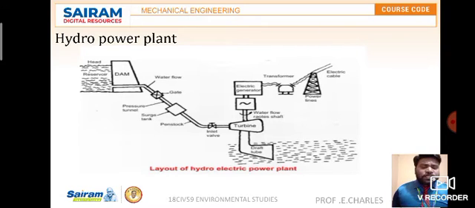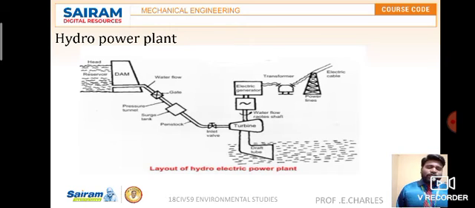So what components are available in this? The first one is a dam, and there is a penstock, that is a channel, and there is a gate, and there is a surge tank, then an inlet valve, and there is a turbine, and then there is an electric generator, and then there is a transformer, and there is a power station, and the remaining things, the draft tube and the tail race. So these are the components that you come across in this hydro power plant.